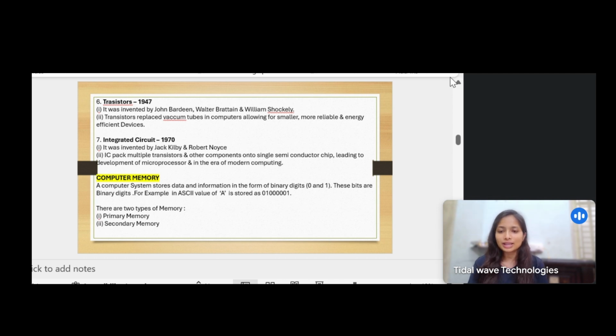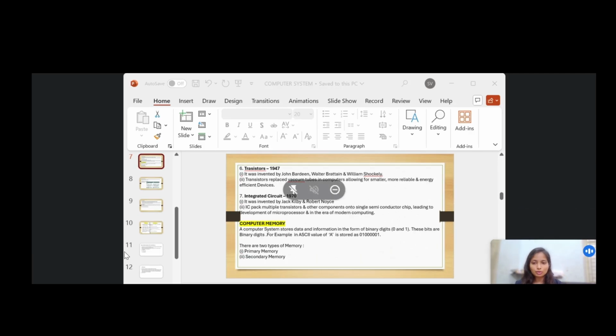So coming to the types of memory, we have three different types in fact. So primary memory, secondary memory and cache memory. Let's go in depth and understand what are those.